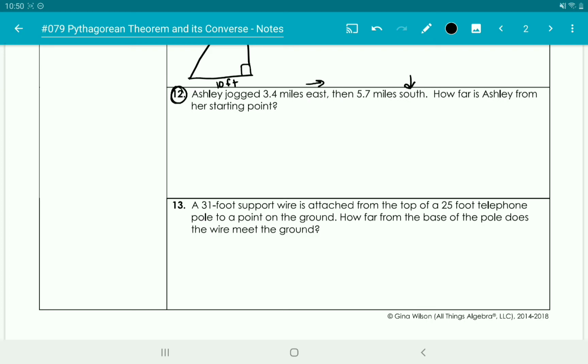Okay, hopefully you've gotten the answer for that one. Now we're going to look at number 13. I want you to try that one on your own too. Just remember the wire itself is 31 feet. The pole is 25 feet. Draw the triangle. Try and solve for the side on your own.